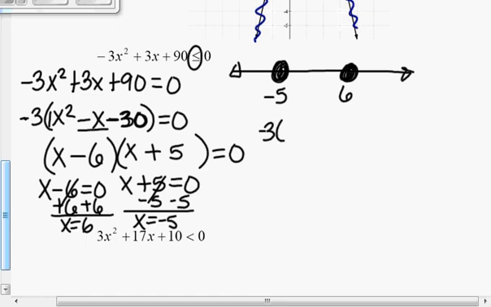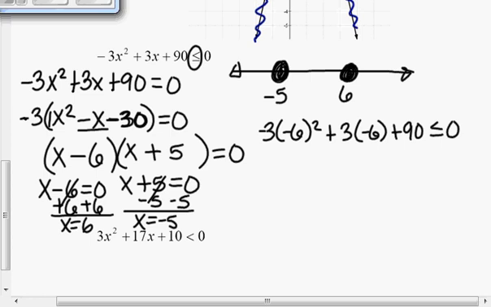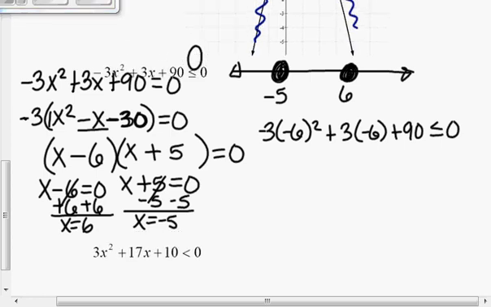Negative 3 minus 6 squared plus 3 times negative 6 plus 90 is less than or equal to 0. We end up getting negative 36 is less than or equal to 0. Since this is a true statement, we're going to place a check mark above that interval.